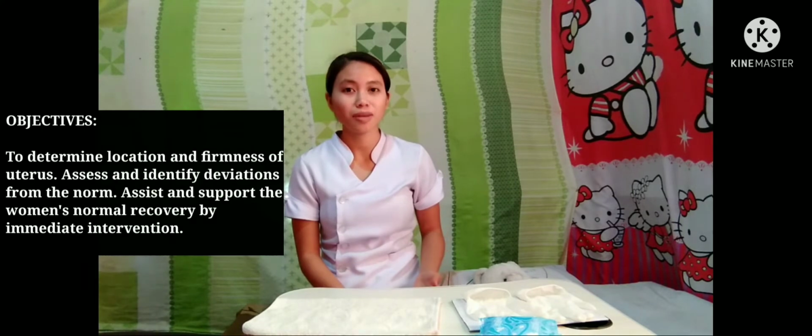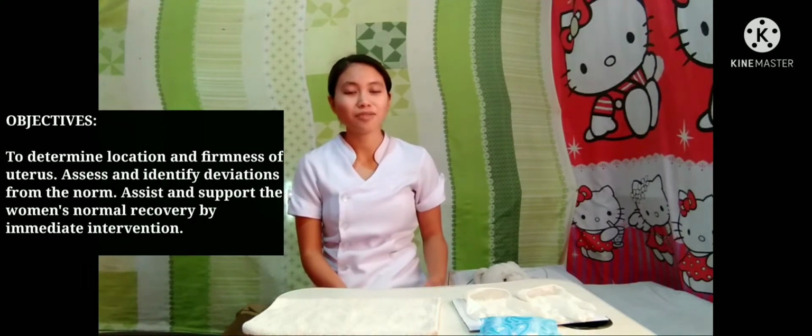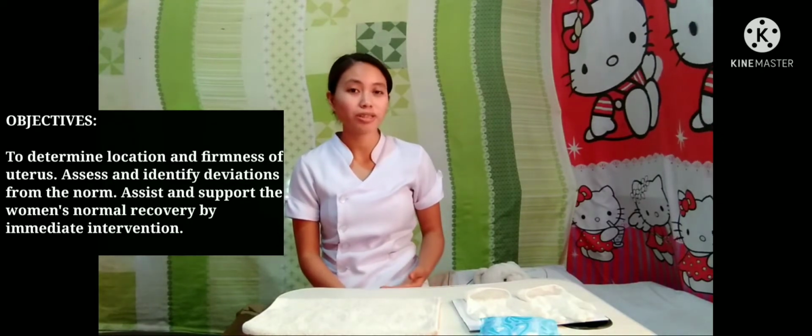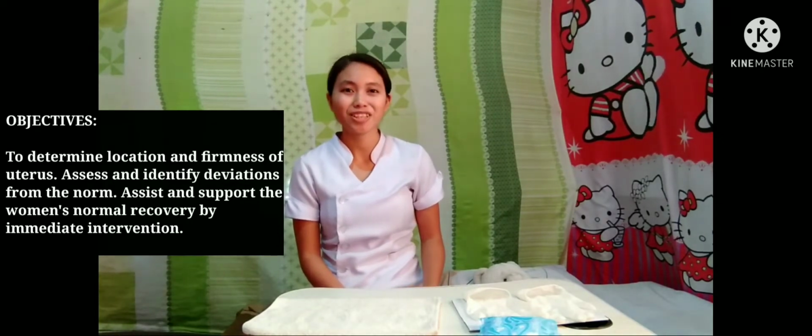So the objective of this assessment is to determine the location and the firmness of the uterus, assess and identify deviations from the norm, and assess and support the woman's normal recovery by immediate intervention.